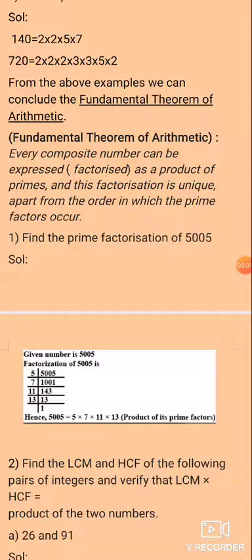Clear? Okay, so once more, the fundamental theorem of arithmetic: every composite number, here 5005 is a composite number, can be expressed as the product of its primes. And this factorization is unique apart from its order.